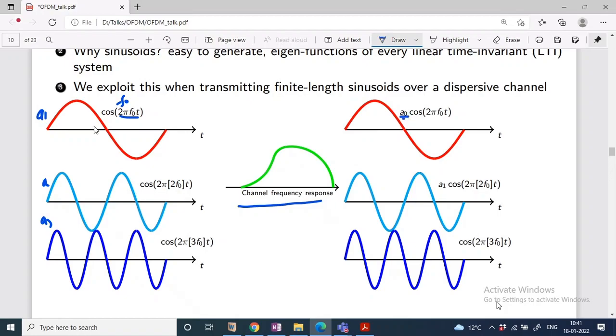Why does it appear the same? Because a cosine signal in the frequency domain is just one impulse. This is the frequency domain channel response, so the amplitude will not distort. It is just a scalar, so I put A0 as just a scalar. The same cosine signal appears on the output side with the same amplitude, so there is no amplitude distortion. That is the beauty of considering cosines as basis functions in the OFDM system.